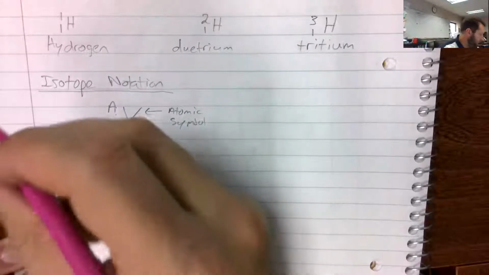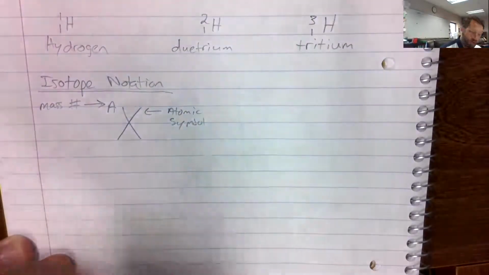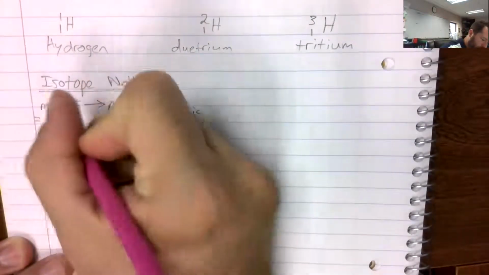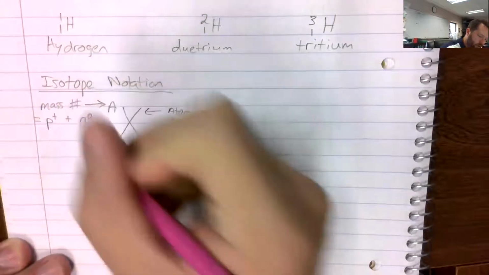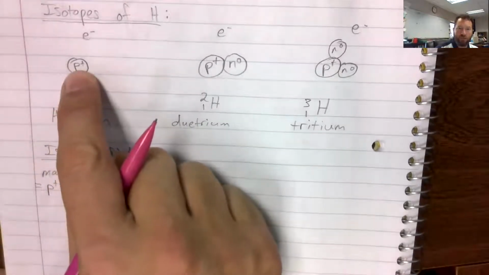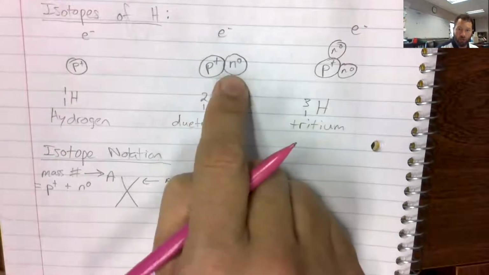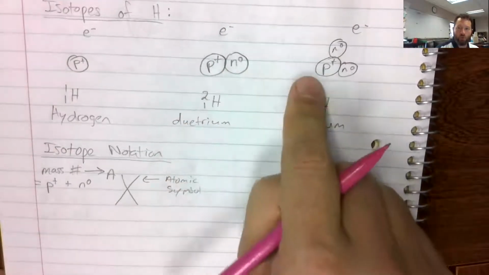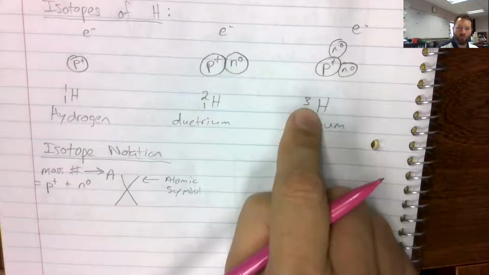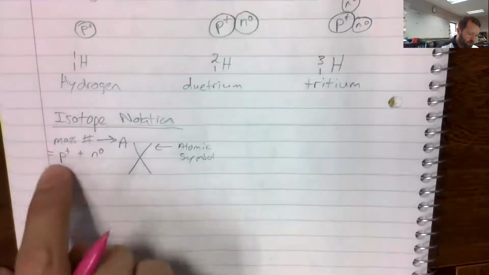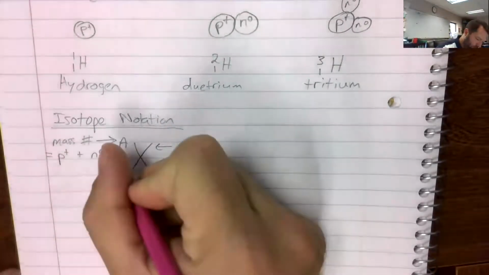And up in that top left corner above it, we're going to put A. A is what we call the mass number. The way that we find the mass number is we add the number of protons and the number of neutrons. And again, you saw that up here: just 1 proton, 0 neutrons, a mass number of 1. One proton and one neutron has a mass number of 2. One proton, 2 neutrons has a mass number of 3. So protons plus neutrons equals A.